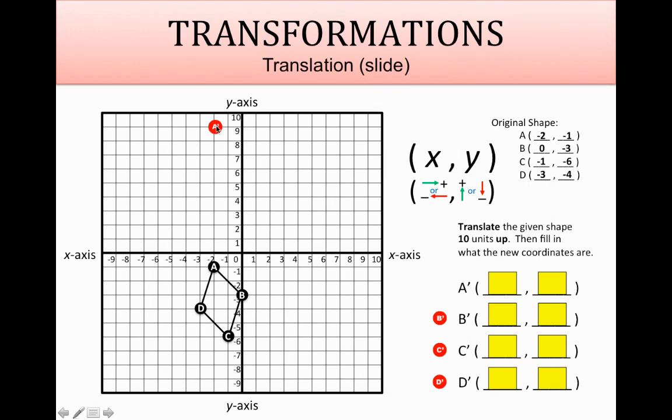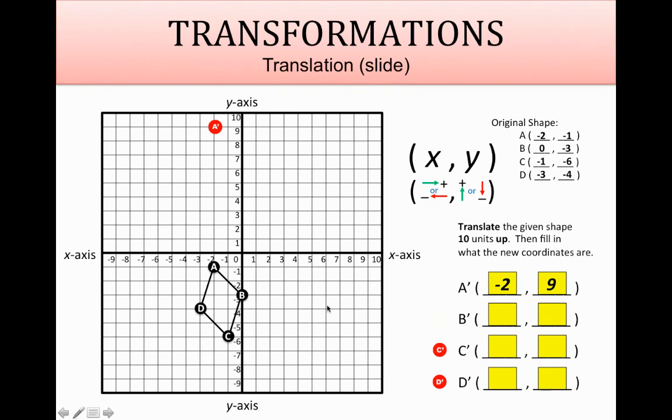So now that A prime is where it's supposed to be, we can fill in the coordinates for it. Starting from the origin, that would be -2 to the left, so that's your X coordinate. And then it's going to be 9 up for the Y. So -2, 9 is where A prime is supposed to be. Now we've got to do the same thing for B prime, C prime, and D prime.